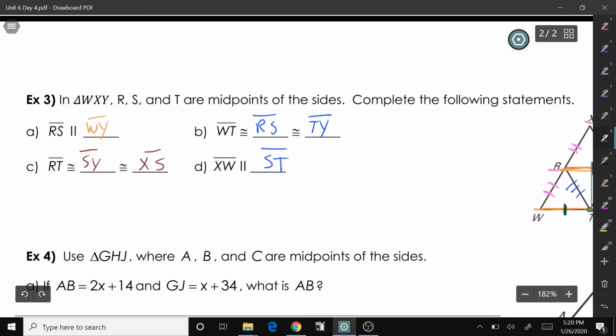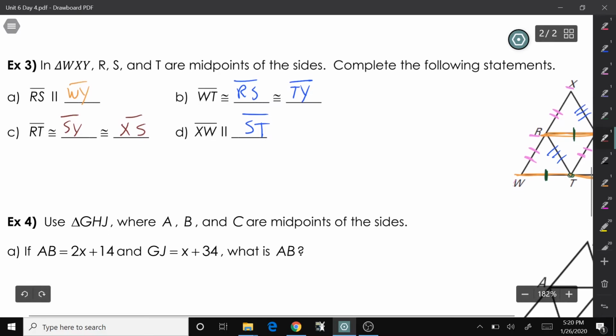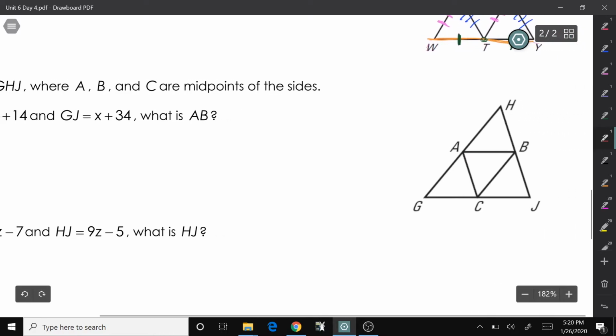Okay. So marking this up first really helped us answer these questions. All right. So let's move on to the next example. Down here, same kind of instructions, but now we're going to have equations, which means algebra. We have triangle GHJ, where A, B, and C are the midpoints of the sides. So let's go over and mark this up. Okay, so those three sides are going to be congruent. These three sides are going to be congruent. And then finally, these three sides are going to be congruent.